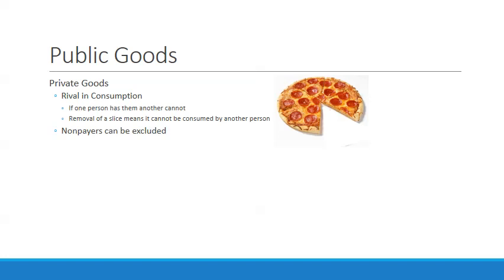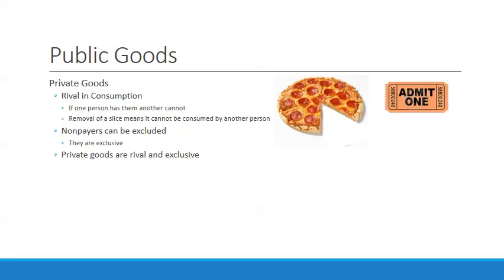Non-payers can be excluded as well. So in order to actually have access to the pizza, you have to have paid for it. Otherwise, you can't access it. So they're exclusive. So private goods are rival and exclusive. Same thing with movie tickets. You'll notice the admit one. So you have to buy a ticket in order to watch the movie. It's not like anyone can just go and watch it. You actually have to be approved. You have to purchase a ticket, so you have to be included. But not all goods are private goods, though.